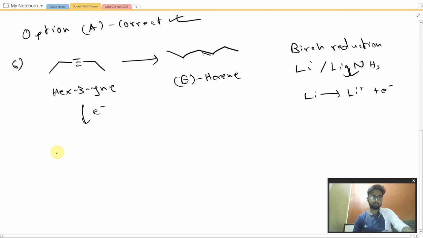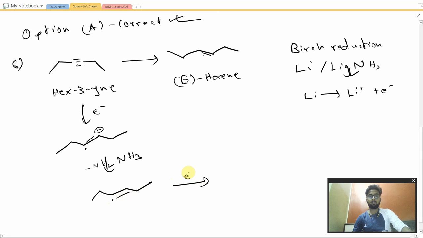So we provide an electron over here, and a trans conversion would take place. Here would be the free radical. Then this species would react with NH3, releasing NH2 minus, and one dot will remain as it is. This dot will take up another electron from the lithium system and be converted into a minus charge. This minus charge will take another H from NH3, releasing NH2 minus ion, forming the species that we require, that is E-hexene.